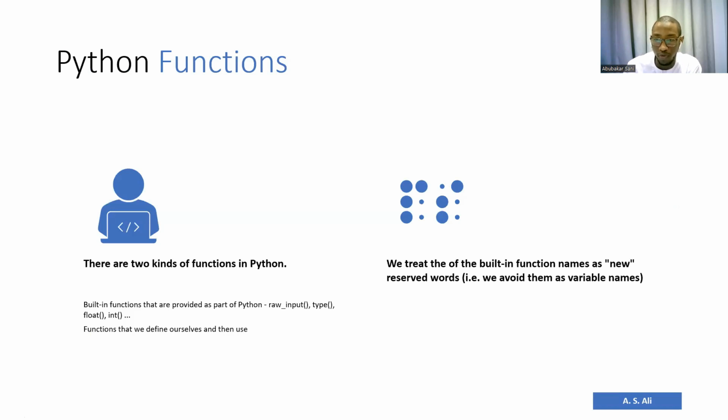And when it comes to functions, we have two types of them. We have our own custom functions, which we're going to build ourselves. And then there are built-in functions. Remember the functions we use like print, input, int, float. All these are built-in functions which we are using.